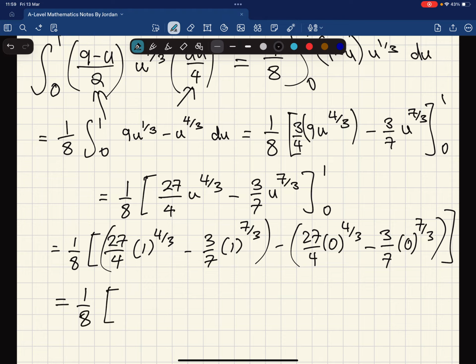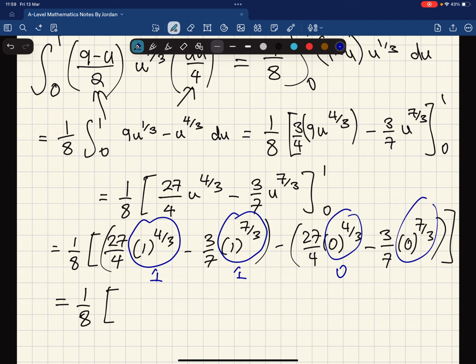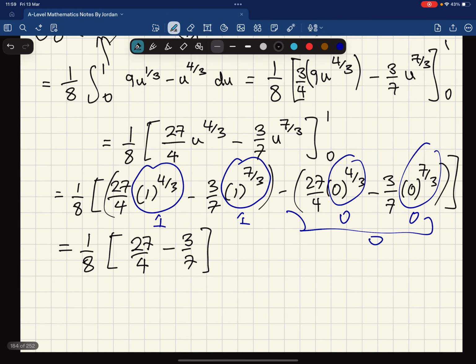Right, so like I was saying, that is just a 1. That is just a 1. That's 0, and that's 0. So all of that is going to be 0. So we only need to worry about the front one. So we have 27/4. Remember, it's times 1, so we'll just write that. Then we have minus 3/7, and that's just times 1. So I just write that. And then all of that at the back is 0. So we're here now.